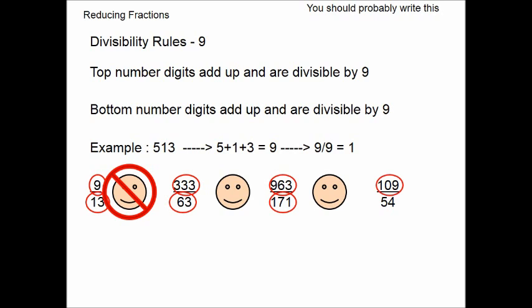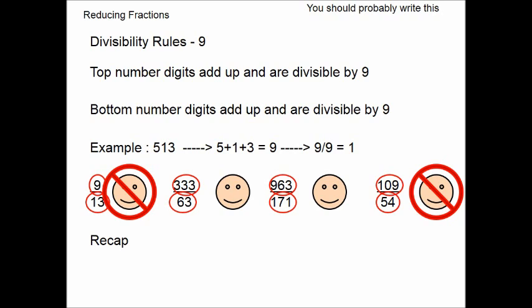Last one. Unfortunately, the top number, 9 plus 1 equals 10. So 10 is not divisible by 9. So therefore, this last one over here, we know it's not divisible by 9 because the top and bottom numbers have to be both divisible by 9. So we cross out the last space.